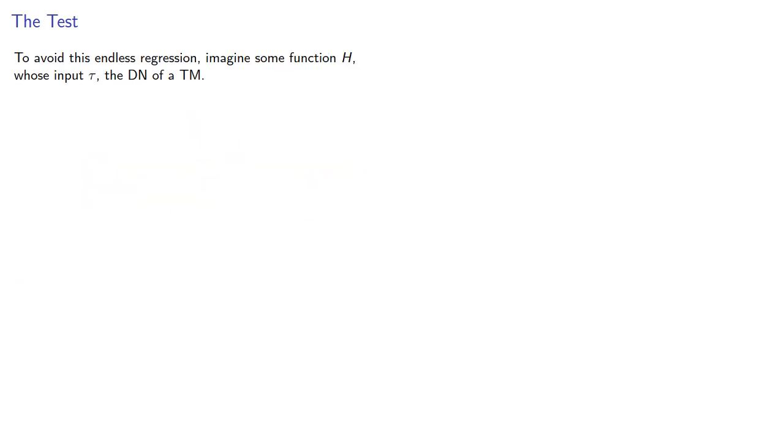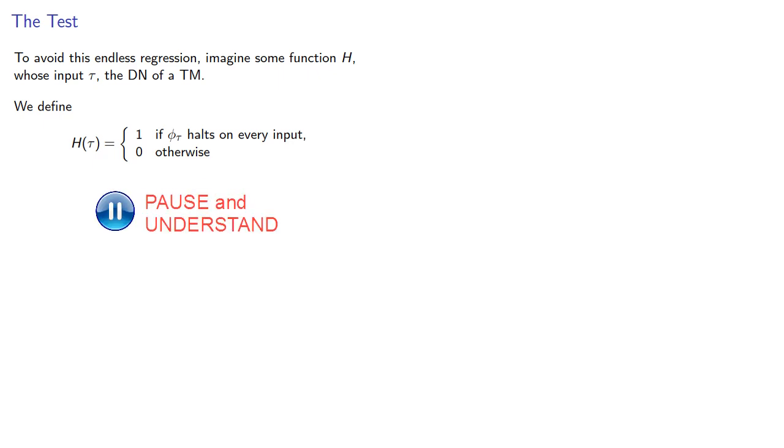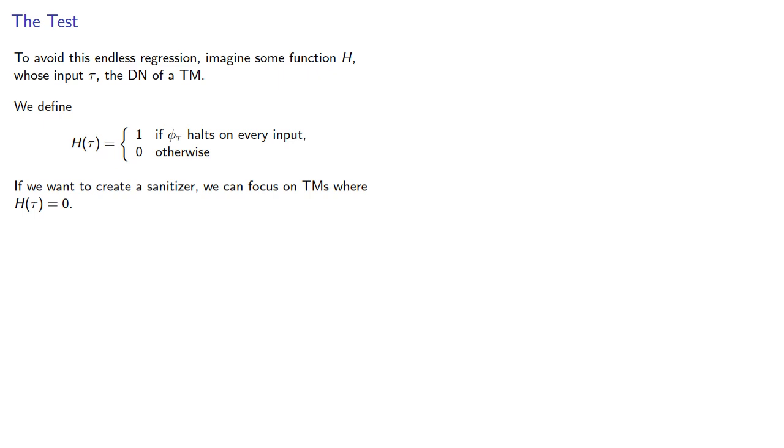To avoid this endless regression, imagine some function h, whose input is tau, the description number of a Turing machine. We'll define h(tau) as 1 if our Turing machine halts on every input, and 0 otherwise. So if we want to create a sanitizer, we can focus on the Turing machines where h(tau) is 0.